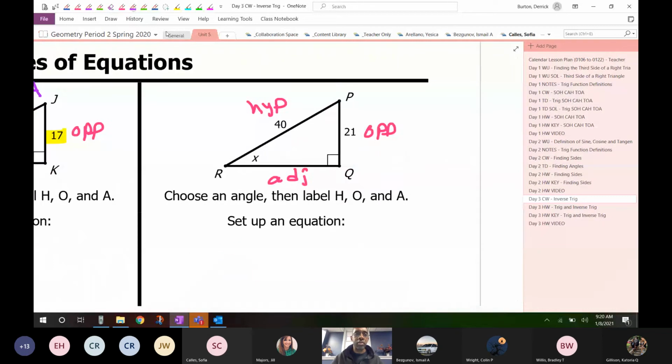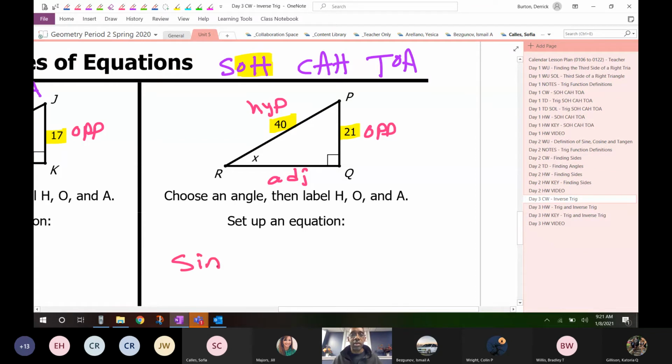And then last one, okay, SOHCAHTOA. Look at the two sides you're dealing with, 40 and 21. That's opposite and hypotenuse. Still the sine function. So I'm going to write sine, but this time the angle is x. So I write sine x equals opposite over hypotenuse. So that's 21 over 40.